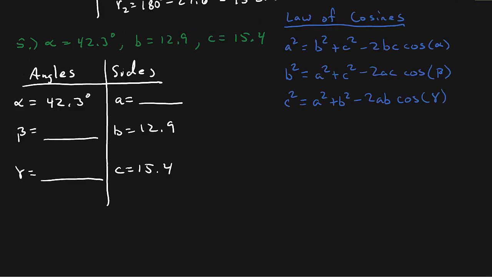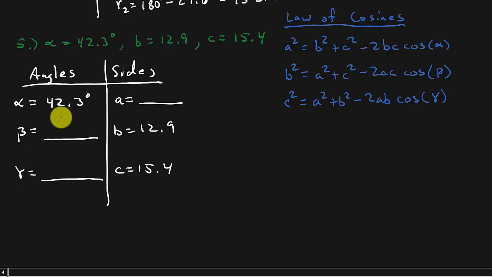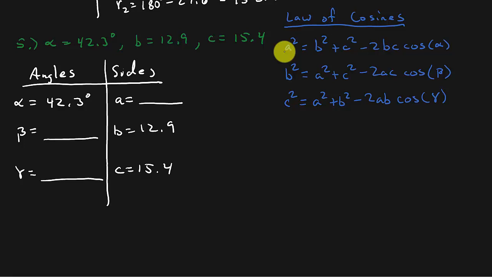All right, so here's what we've got. Now, what am I going to do? Well, see what I know? Alpha and B and C. So I can solve for A. You see that? Solve for A. Just look to see what you have, and then plug the stuff in. That's all you've got to do.